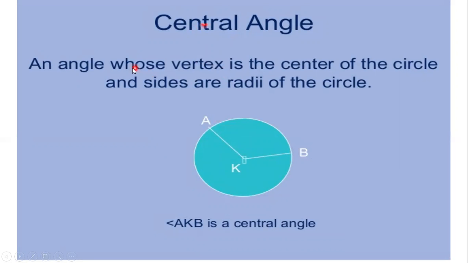Then if you look at the central angle, the central angle is an angle whose vertex is the center of the circle and the sides are radii of the circle. For example, AK is the radius of the circle, also KB is the radius of the circle. So the angle AKB, this angle here, is what we call the central angle because it subtends at the center, and the sides KB and AK are radii of the circle, as you can see in this diagram here.